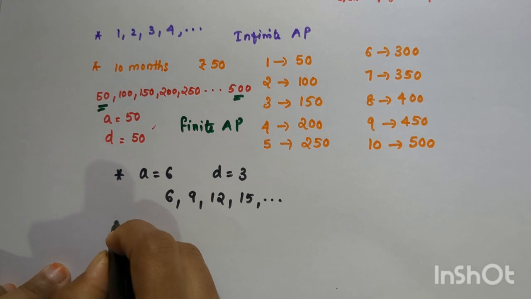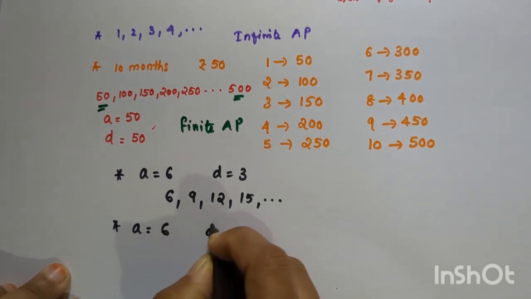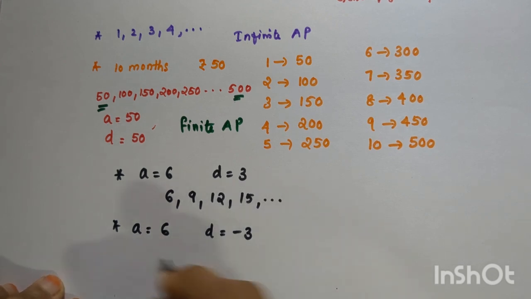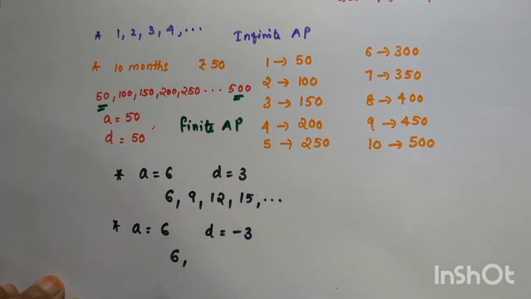Similarly, if the first term of an AP is 6 and the common difference D is minus 3, what about the AP? The first term is 6, the common difference is minus 3. So to get the next term, we have to add this common difference to its preceding term.